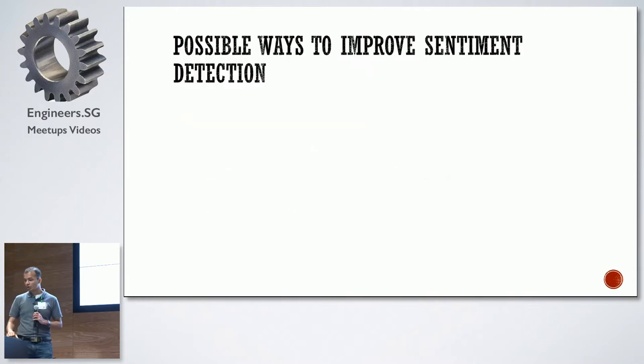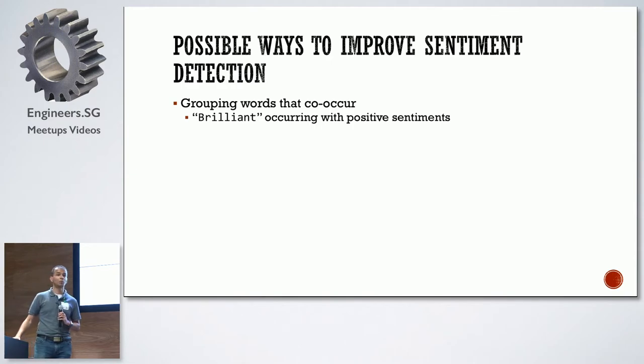And some ways to improve the sentiment detection: we could group words that co-occur. In general, brilliant is an example of a word that occurs with positive sentiment, or amazing is an example of a word that could occur with a positive sentiment.